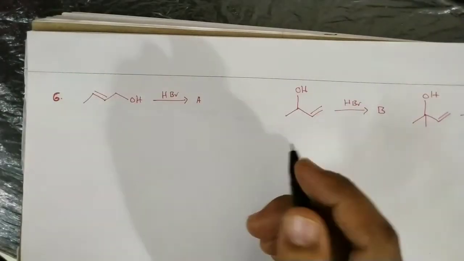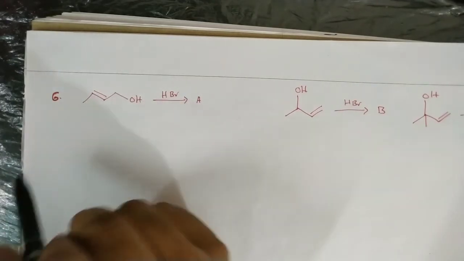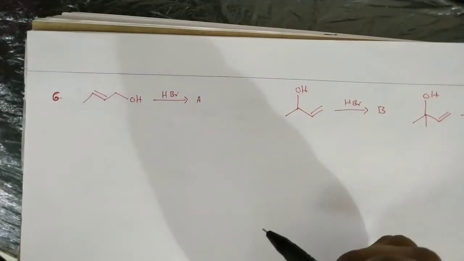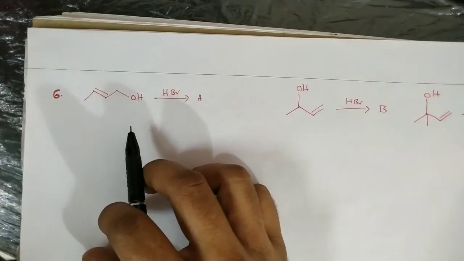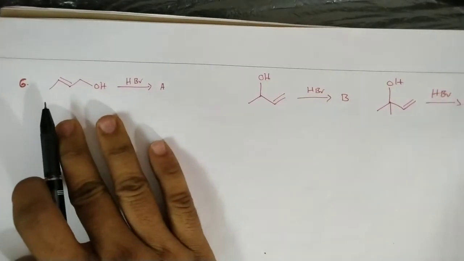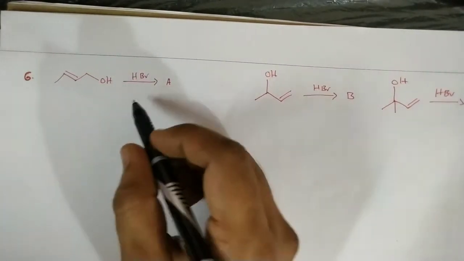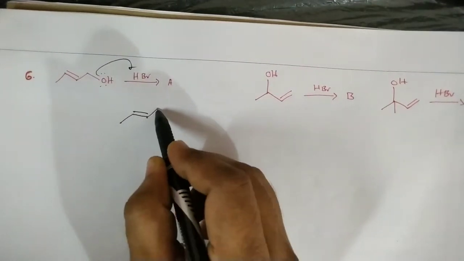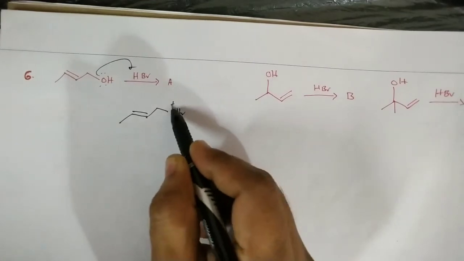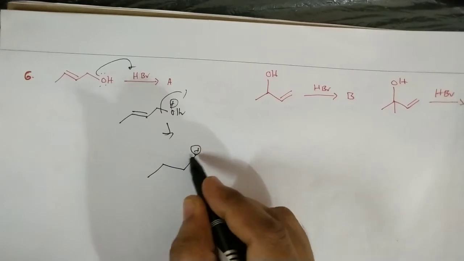Okay, next, one more question: allyl alcohol on reaction with HBr. The reaction is very simple, but deciding the major product becomes somewhat difficult, which gives some ambiguity. First, protonation of the hydroxyl group gives OH2 plus, and loss of a water molecule gives the carbocation.